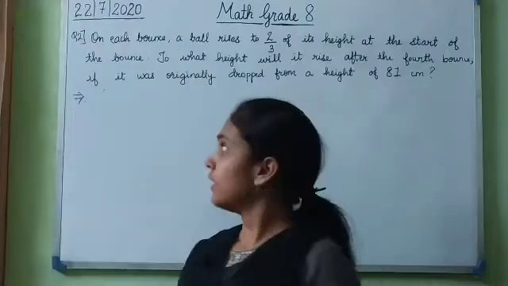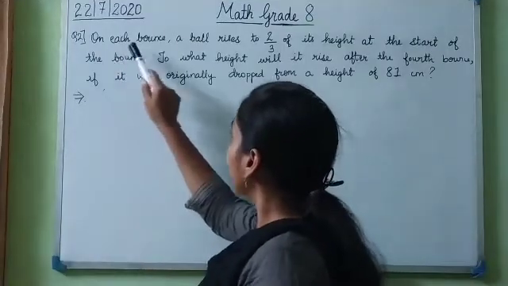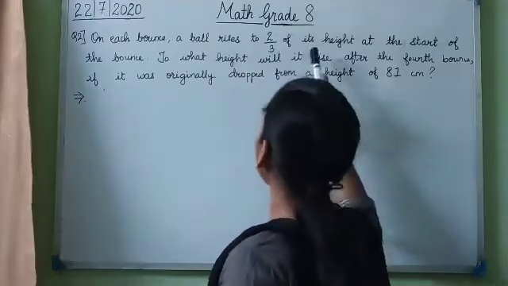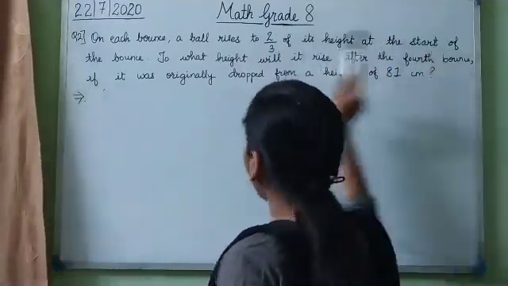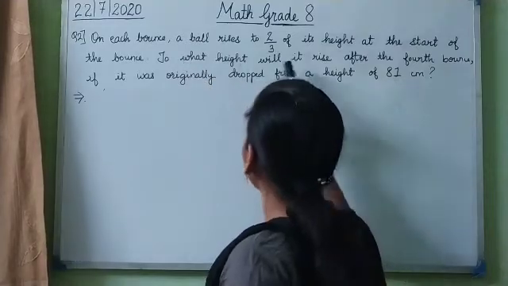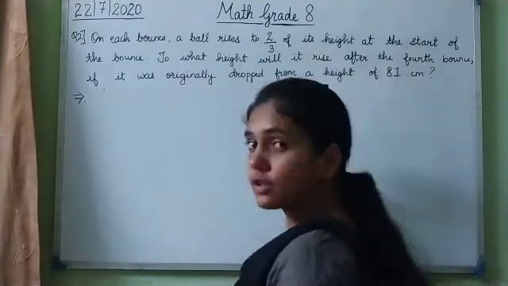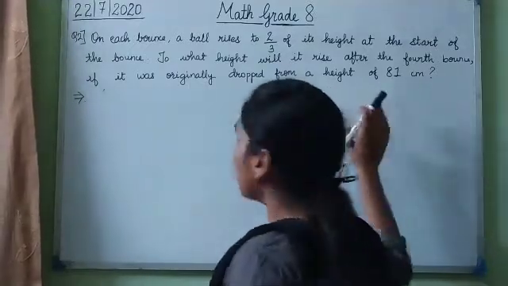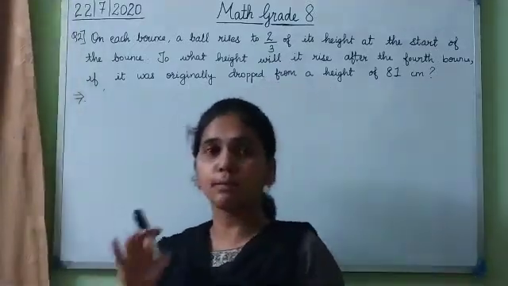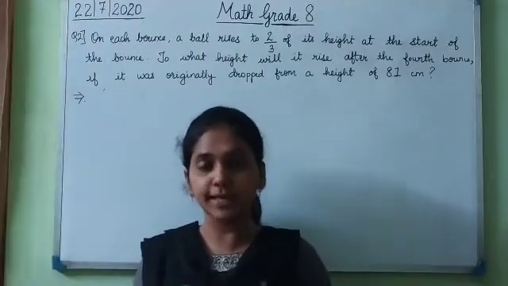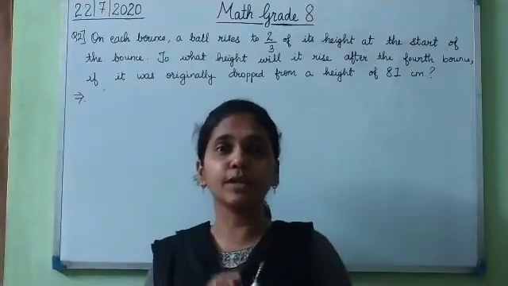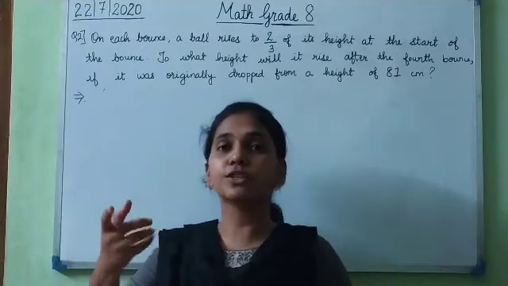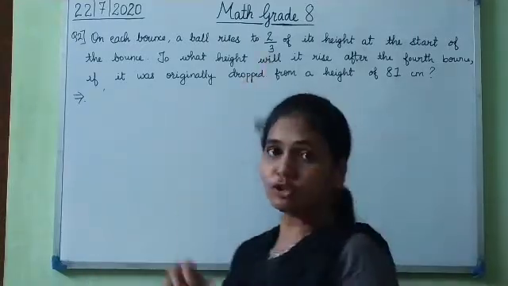Okay. The next question is, on each bounce, a ball rises to 2 by 3 of its height at the start of the bounce. To what height will it rise after the fourth bounce if it was originally dropped from a height of 81 centimeters? That means a ball is being dropped from a height, and every time it bounces, it rises to a height which is 2 by 3 of its original height.